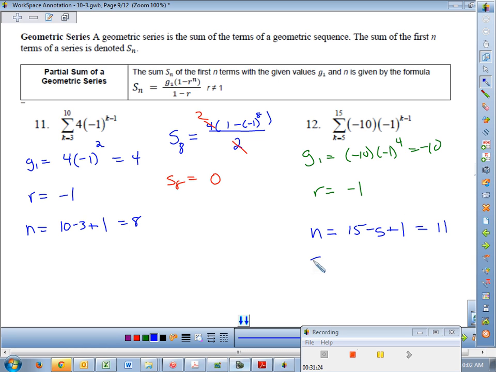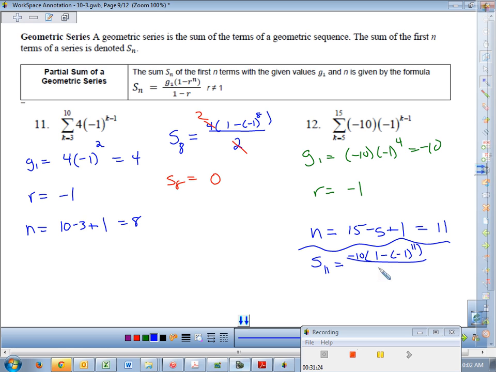So let's see, what do you think it should add up to, 10 or negative 10? Well, let's see. The sum of those 11 terms will be the first guy, which is a negative 10, times 1 minus that minus 1 to the 11th power over 1 minus minus 1. What's 1 minus minus 1? No matter what accent you use, it's a 2. Can you reduce the negative 10 over 2? And you get negative 5 over 1.